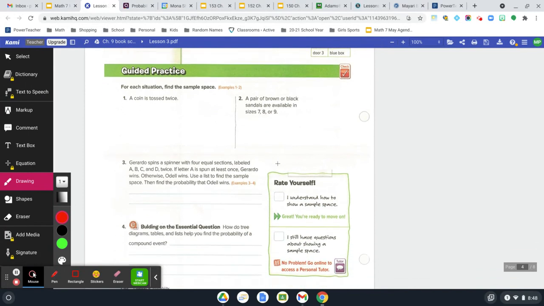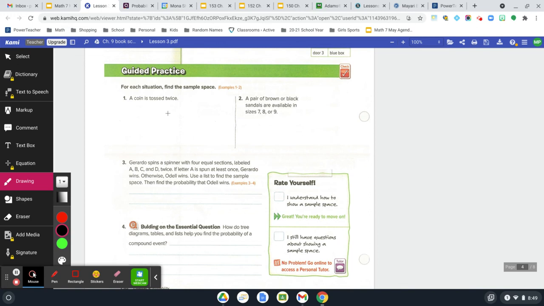We're going to look at guided practice, which is on page 736. And let's look at number 1 and number 2. For each situation, find the sample space. Now, when it says find the sample space, you can create a list if you want to. You can create a table if you want to. That is totally fine because you're creating a sample space as long as you can find and list all the possible outcomes. The tree diagram is the other option, right? So I am going to show this one also with a tree diagram.